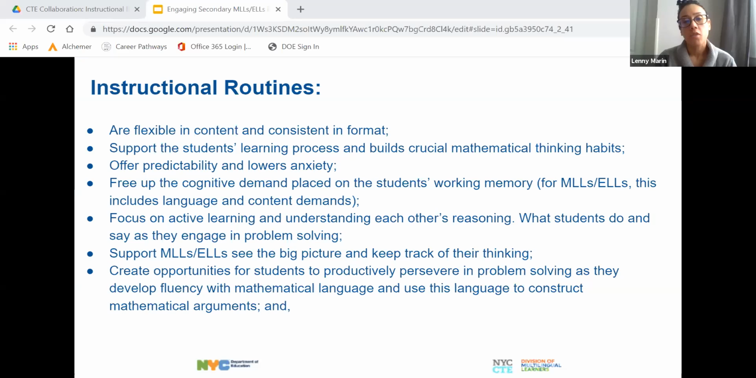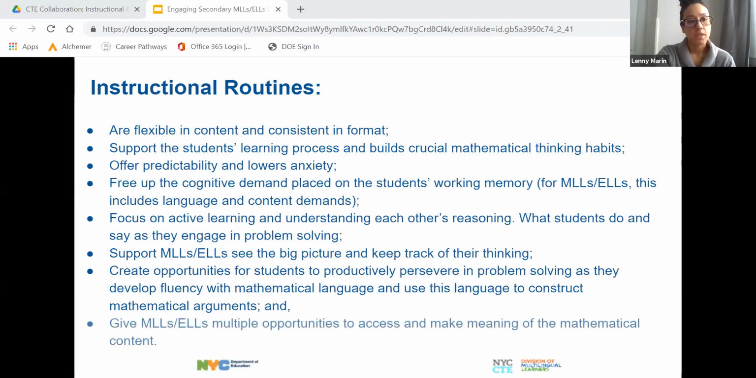developing the mathematical language that they need. Lastly, it gives ELLs multiple opportunities to access and make meaning of the math content. So that's just a little framing of why instructional routines are so critical. But I do want to point out that routines alone are not enough. And so that scaffolding piece within the routines are also very important.